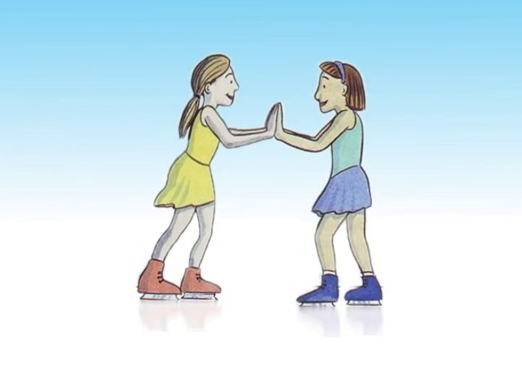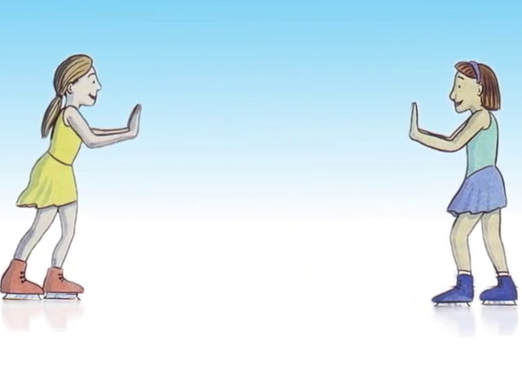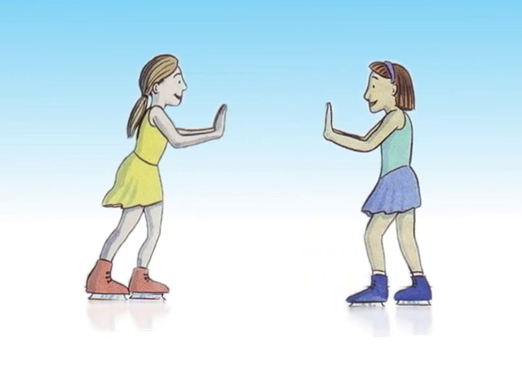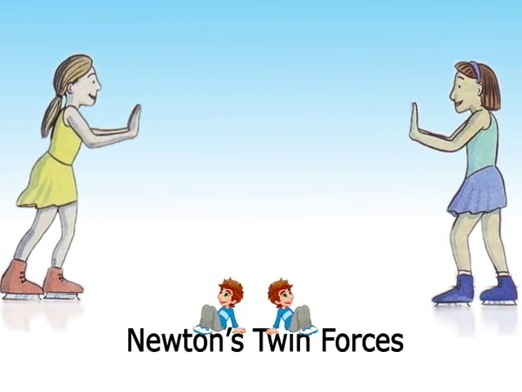Two ice skaters of the same size face each other. One pushes the hands of the other, but they both move. Newton's twin forces. You can't push the one without getting pushed back. Now this is easy to see because they are on ice, where there is very little friction to stop them. This idea that forces always come in pairs can be pretty non-intuitive.